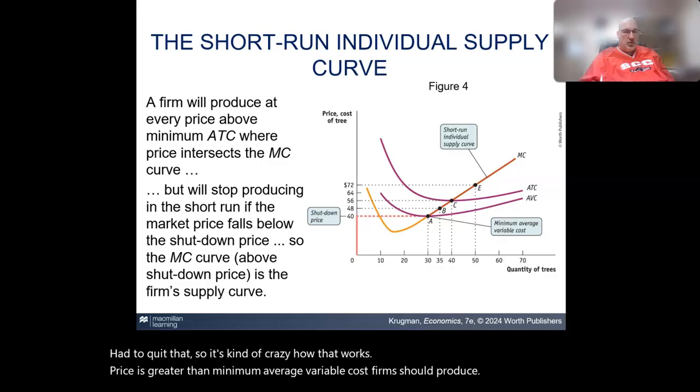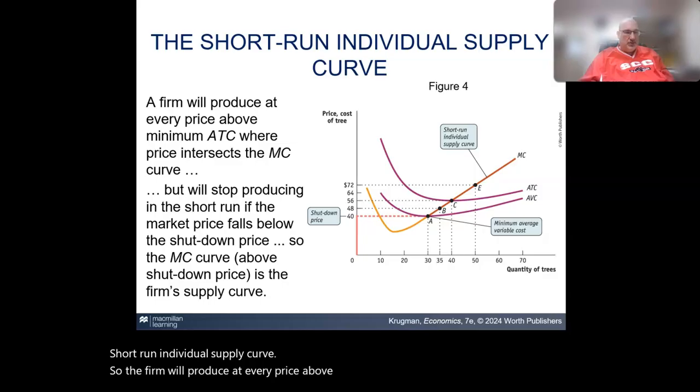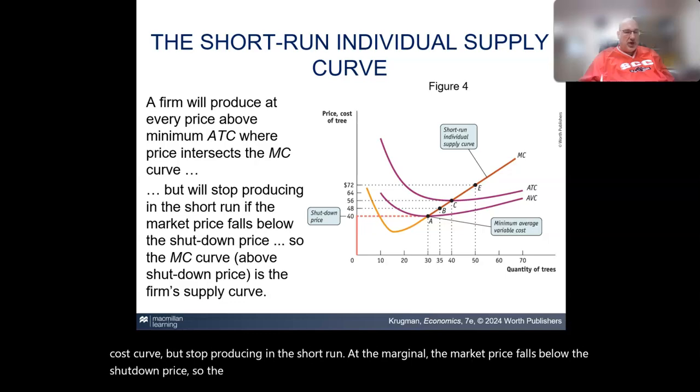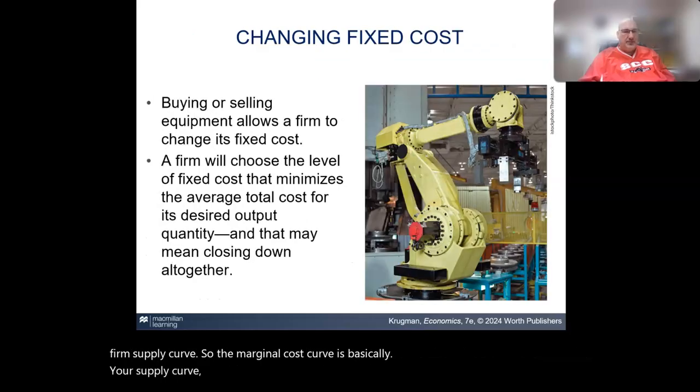Short run individual supply curve. The firm will produce at every price above the minimum ATC where price intersects the marginal cost curve, but stop producing in the short run if the market price falls below the shutdown price. So the marginal cost curve above the shutdown price is the firm supply curve. The marginal cost curve is basically your supply curve, everything above the shutdown price.